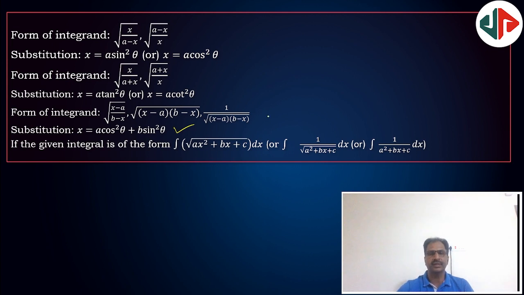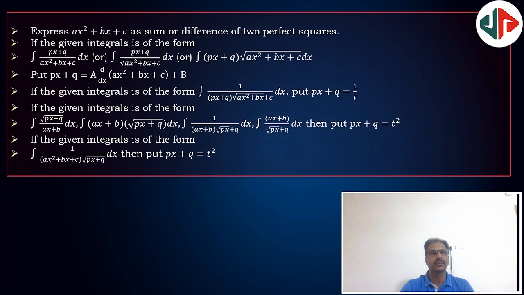Next step, the given integral is in any one of these three forms, where ax square plus bx plus c has a sum or difference of two squares. Next step, the given integral is of the form, look at these three forms. Then the substitution is: put px plus q is equal to a into the derivative of ax square plus bx plus c, plus b.